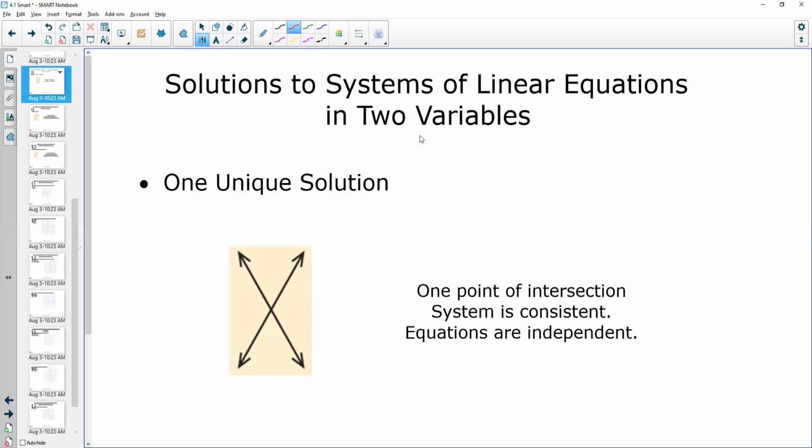All right, so there's a couple of different ways that solution sets of systems can work. The first is there's one unique solution.